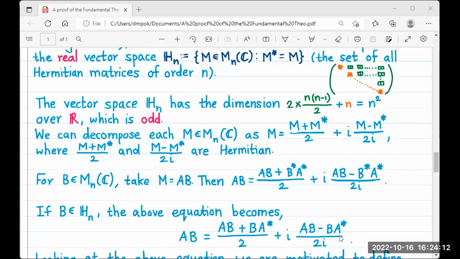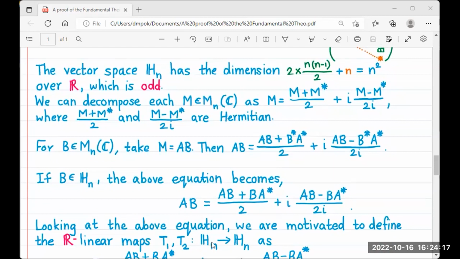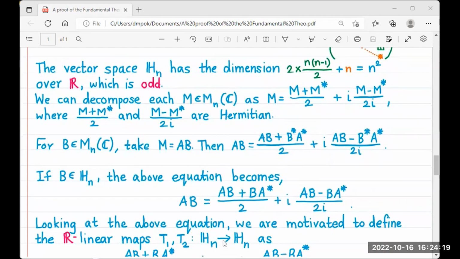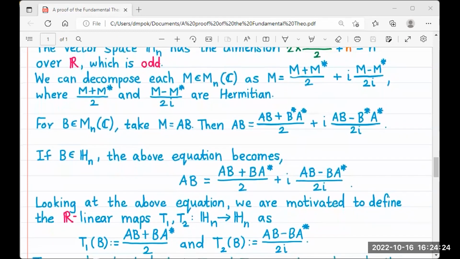And from this equation, we get a motivation to define linear maps on Hn, T1 and T2, given by T1(B) is equal to AB plus BA star by 2 and T2(B) is equal to AB minus BA star by 2i, where A is the matrix of the linear map A from V to V, which we have fixed. And for every Hermitian matrix B, we are assigning these two linear maps, T1(B) and T2(B). And note that AB can be written as T1(B) plus i times T2(B).